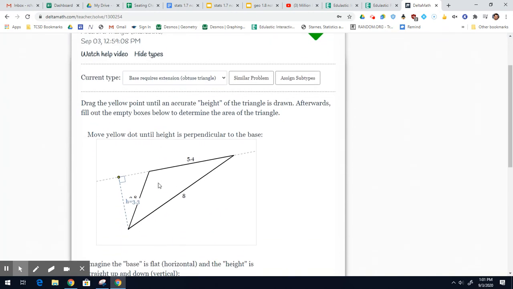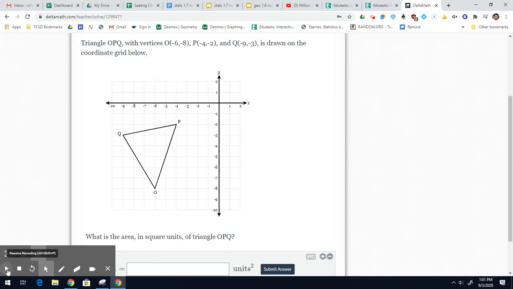Boom. Now, not all triangles are obtuse in nature. So sometimes the height will be in the triangle. But for this one, you had to go outside the triangle. All right, next problem's coming.